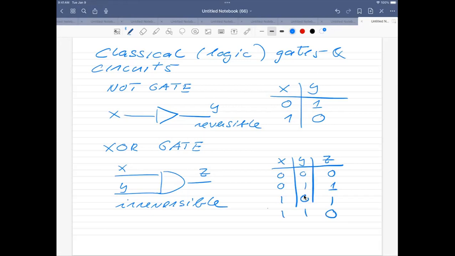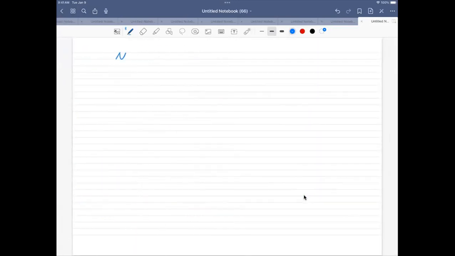So the reason why we say it's not reversible is that you see that if you have z equal to 0, you don't know whether x and y were 1 and 1 or 0 and 0. And similarly, if you have z equal to 1, you don't know whether bit x or bit y were either 1 or 0. So we would typically call this an irreversible gate. There is another famous classical gate, which I'm setting up here, which is called the NAND gate. This is also an example of an irreversible gate.